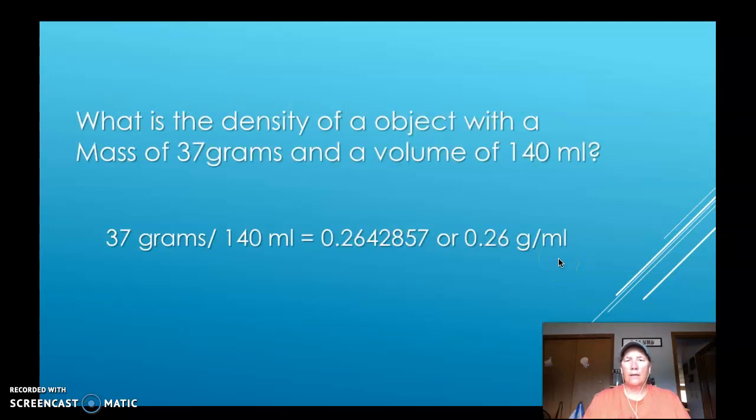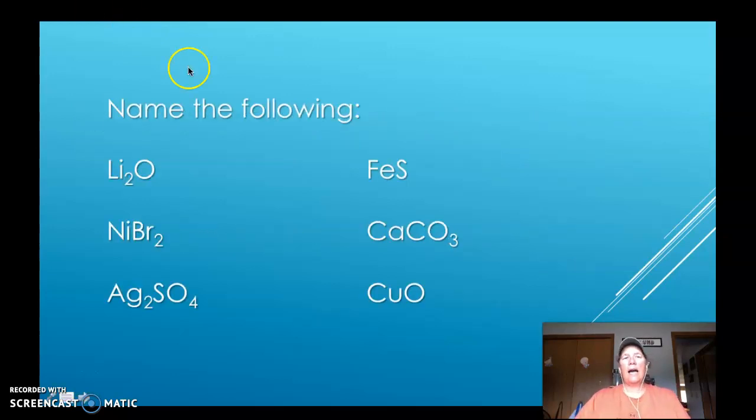I think on these ones, I have named the following, but really all you need to know for your test is, we're going to do naming later, how many do I have in here? This compound is made out of lithium and oxygen, 2 lithium, 1 oxygen. Okay, I don't think I need to go through this a lot. It's pretty self-explanatory. Like this one, there's 2 silver, 1 sulfur, 4 oxygen.